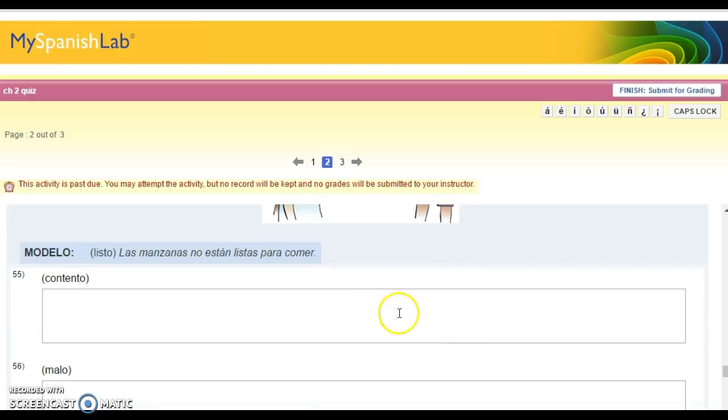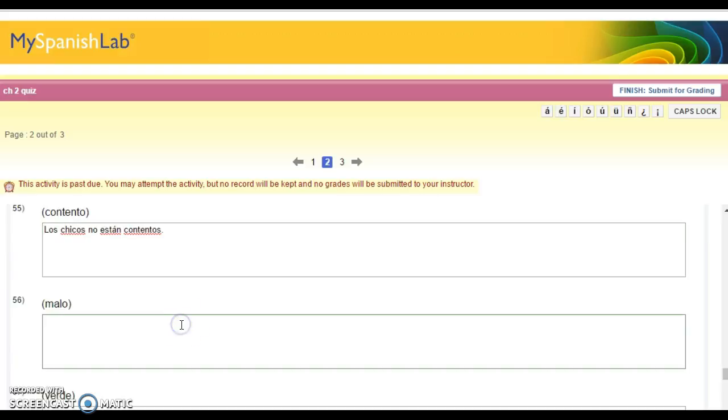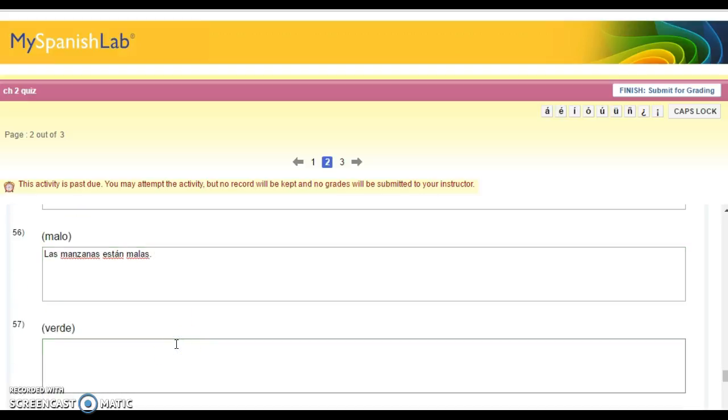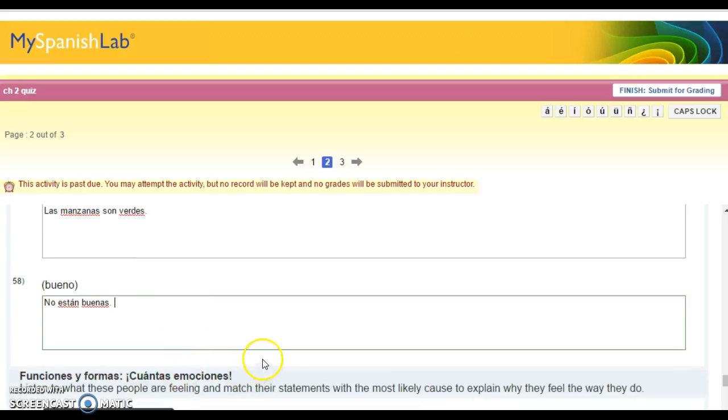Some things you could say were, los chicos no están contentos, they're not happy, and that's how they're feeling. So you'd use estar. You would say, las manzanas están malas. Again, it's because it's these apples, not apples in general. Apples in general aren't bad. These apples are bad. Here you could say, las manzanas son verdes, because there are green apples and there are red apples. If they're green apples, then that's a characteristic. So you use ser, las manzanas son verdes, and you just say, no están buenas. They're not good. But again, I was pretty lenient on this section.